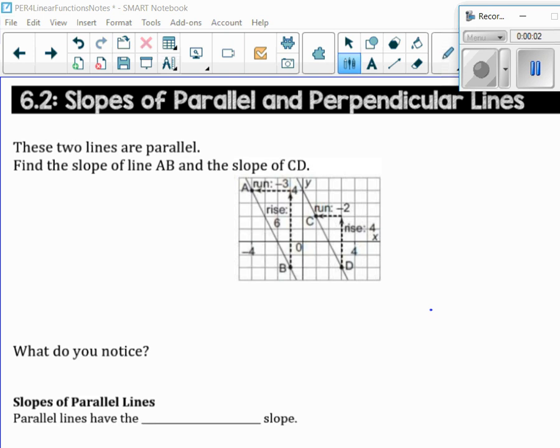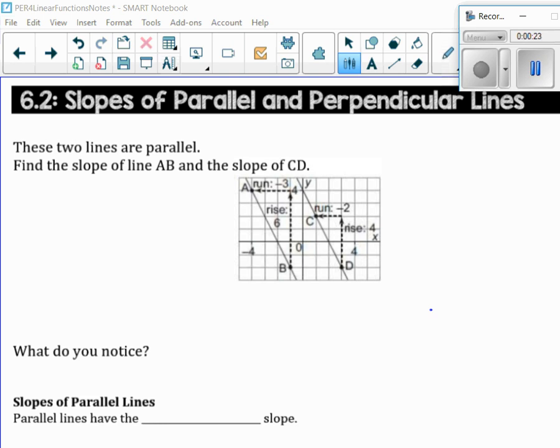Do you guys know what parallel lines are? Yes, lines that will never touch. Okay, so do you see this line here, AB, and this line right here, CD, are parallel? They'll never touch. Let's calculate their slope.